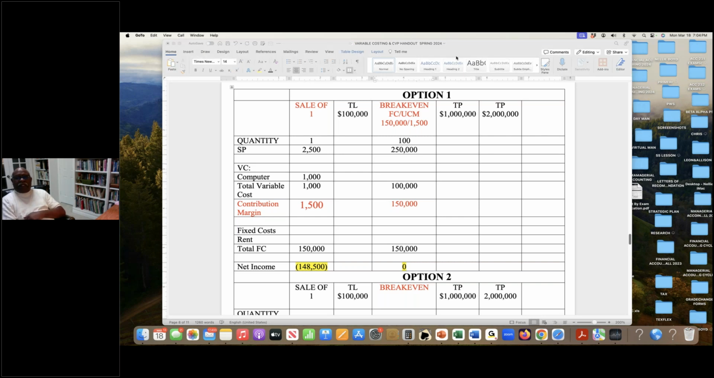So everybody here wants to be a millionaire, right? Right, Robert? You want to be a millionaire, right? So, Bethany, if you want to be a millionaire, how many of these computers do you have to sell to make $1 million?